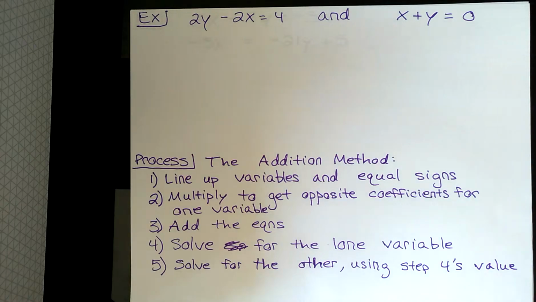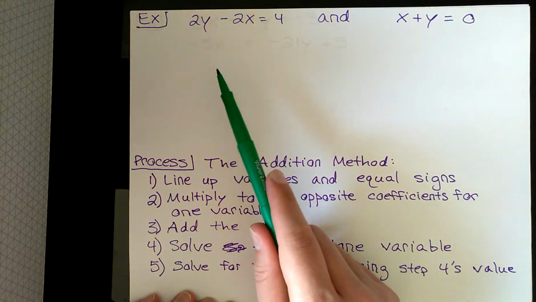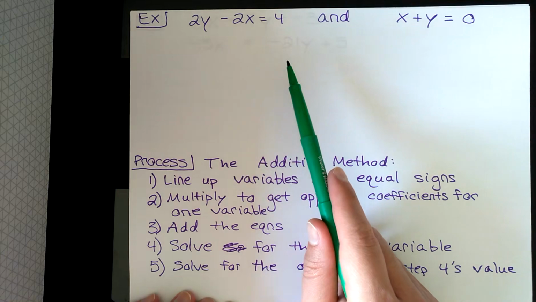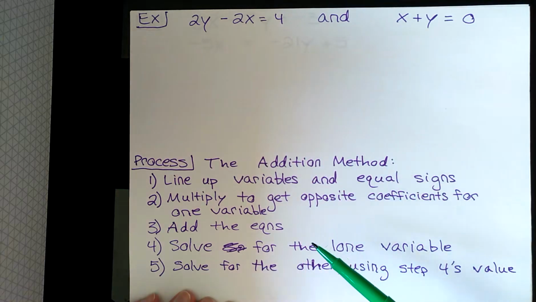Okay, from here, go ahead and take a moment. Pause the video, see if you can't find the solution to 2y minus 2x equals 4 and x plus y equals 0.